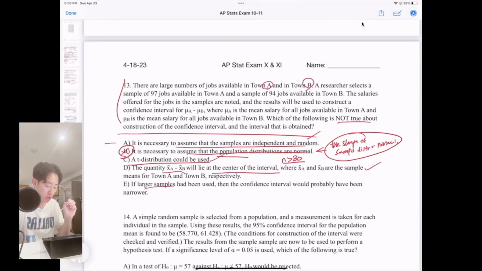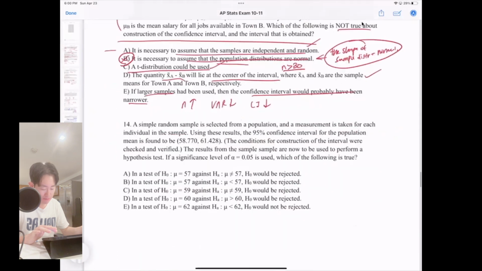If a larger sample had been used, the confidence interval would probably have been narrower. And as you know, as n goes up, the variability goes down. So in other words, the confidence interval also gets narrower because our data gets much more accurate. So therefore it's B. And number 14, we have a simple random sample selected from the population.